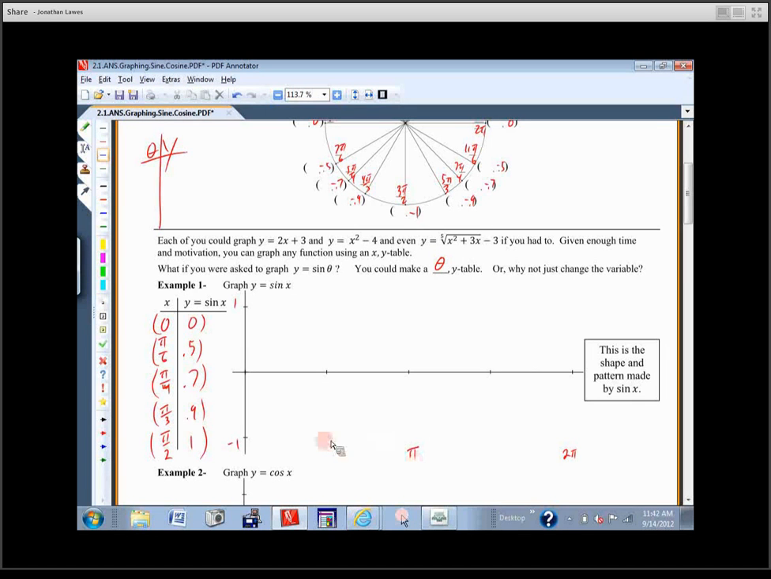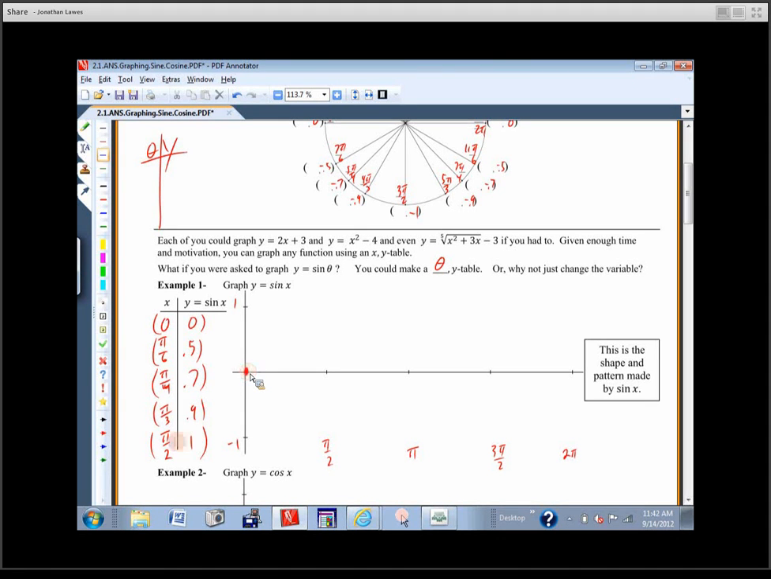Half of pi right in the middle here would be pi halves. And this would be right in between pi and 2 pi, so this is going to be 3 pi halves. Now I'm going to put the labels down here just to keep them out of the way of what we're going to graph. And then let's go ahead and plot these points. So this is 0, 0, so I'm going to put a point right there.